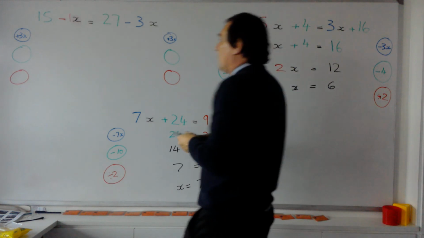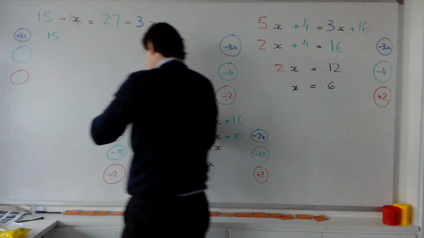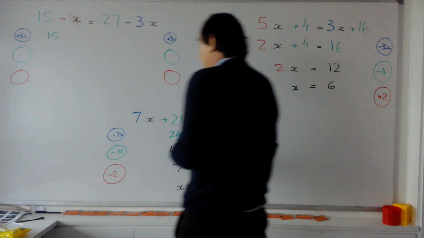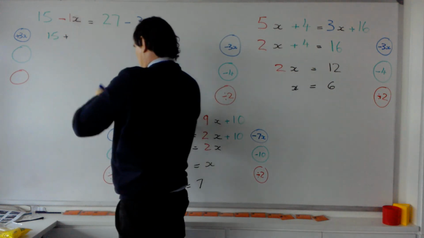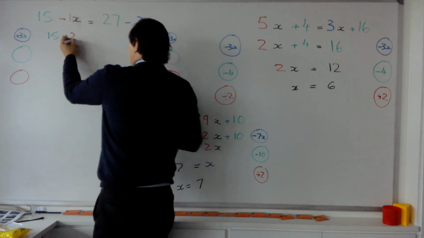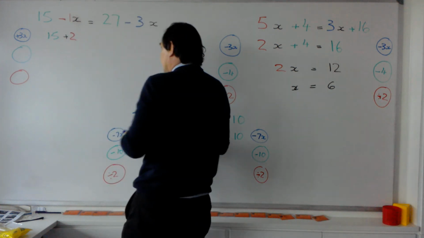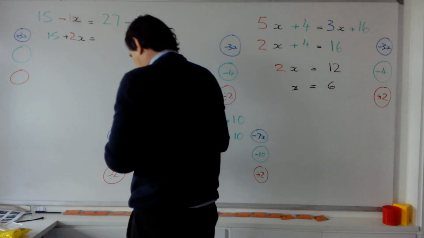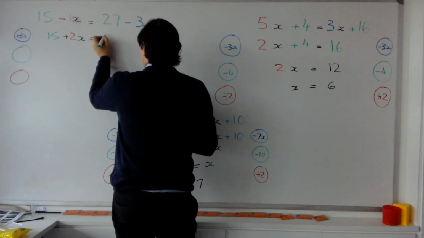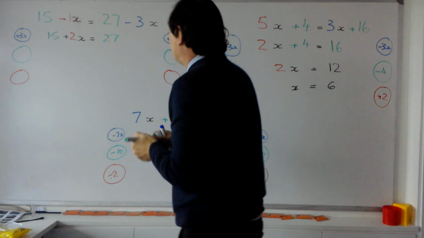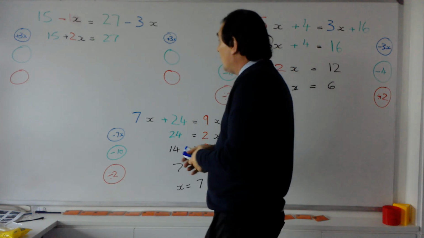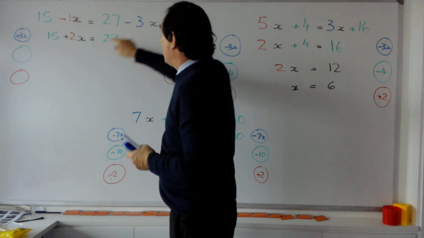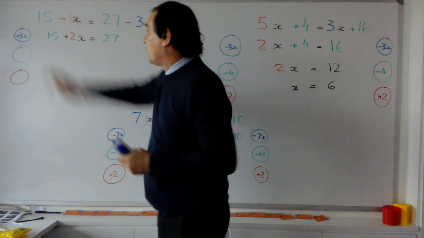That's going to give us 15, and then we're going to have a plus 2x then, isn't it? So it's going to be plus 2x, and that's equal to just 27, because the minus 3x is now gone. So we're just left with 15 plus 2x, which has been made by doing the minus 1, adding the 3.